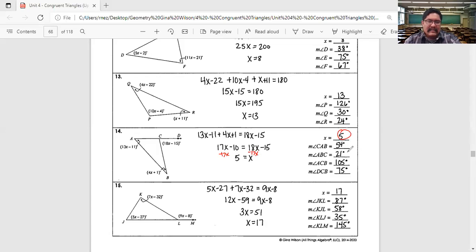So we know what x is again. And since we know what x is, just take that x, plug it back into each of these. I'm not going to do that here because I already showed you on this one here. Just plug it in. So to get the measure of angle CAB, so that's this angle right here, they just took 5, dropped it in. So 13 times 5 minus 11. So that'd be 65 minus 11, and that would be 54 degrees. And again, just do that all the way down for each of the angles they're asking for.